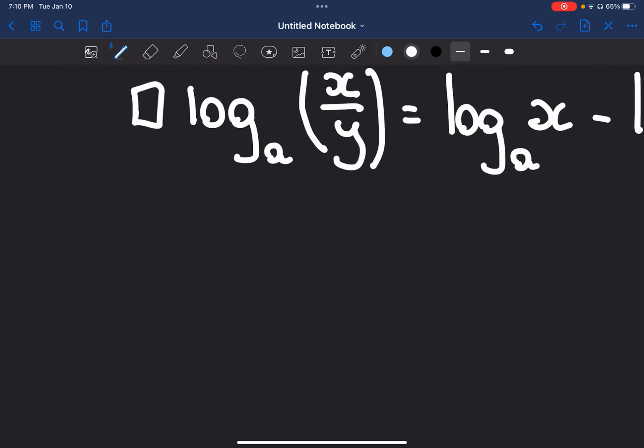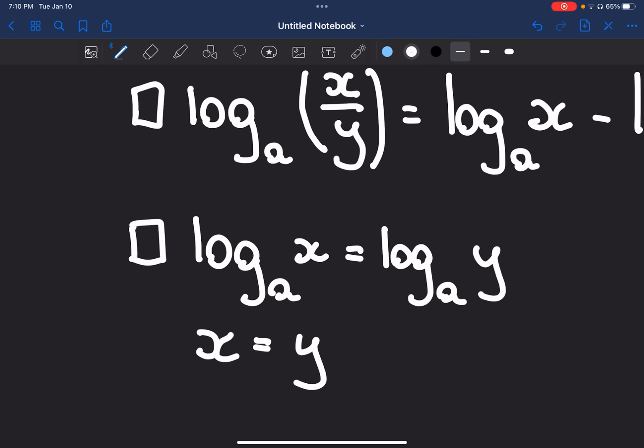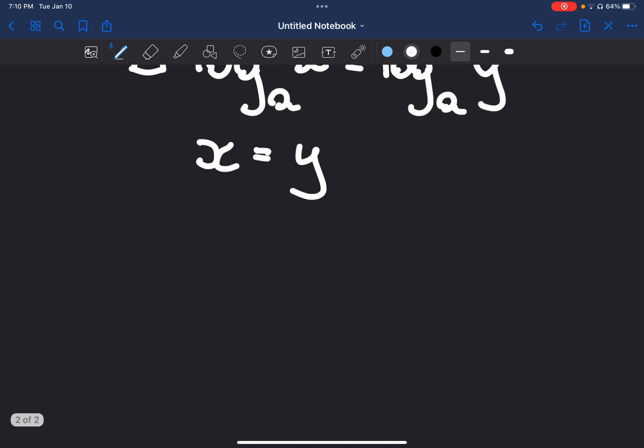Now, our next one is, if we have log base A of x is equal to log base A of y, this means that x is equal to y. This is when the bases are the same, then these two numbers have to be the same, or else it wouldn't make sense.